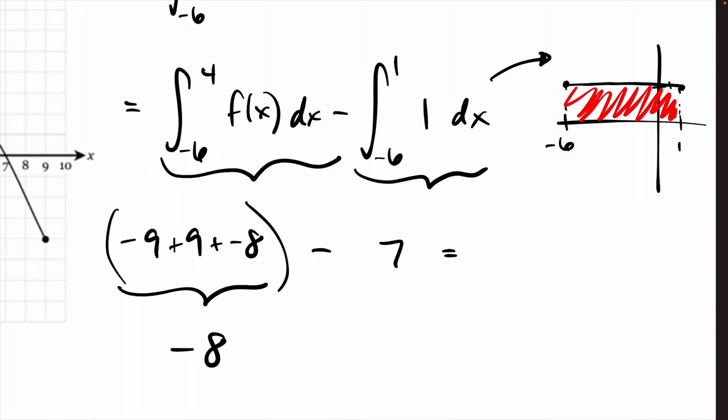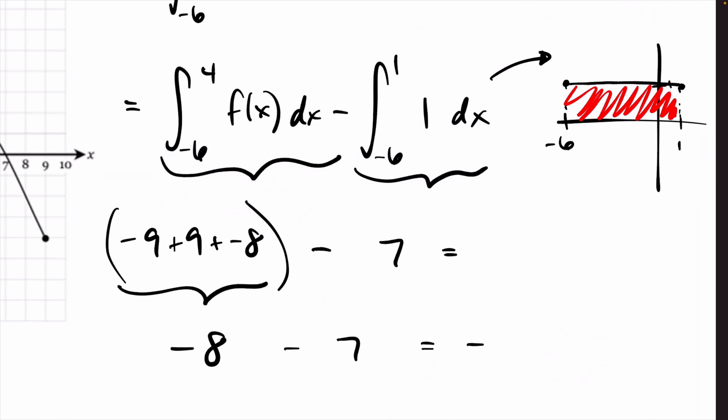That's how you find area of a constant. If it's just a constant, draw a picture. It's always going to be a rectangle. Okay? Minus 7 equals negative 15.